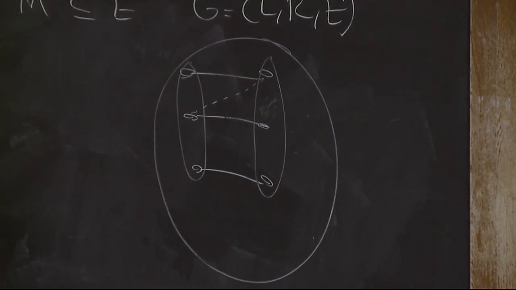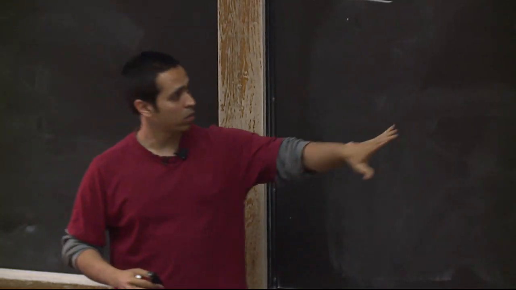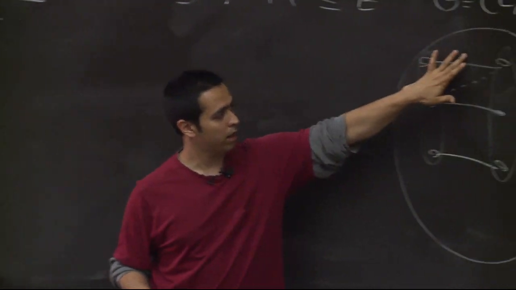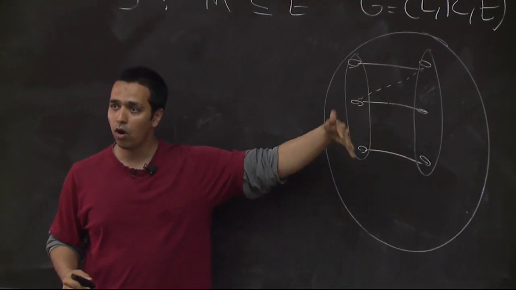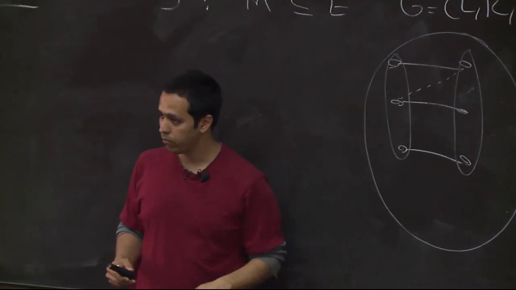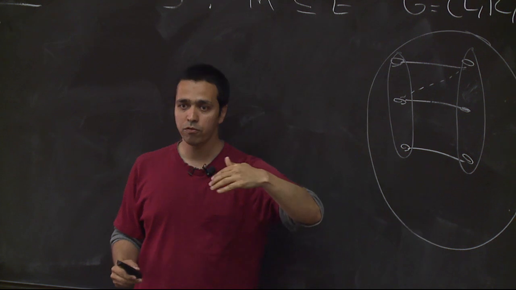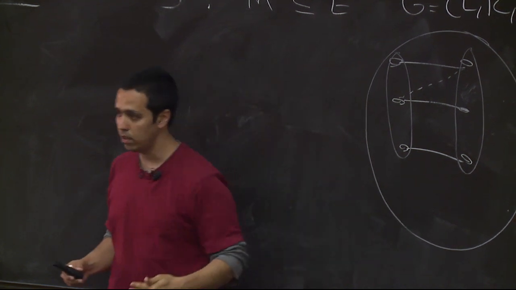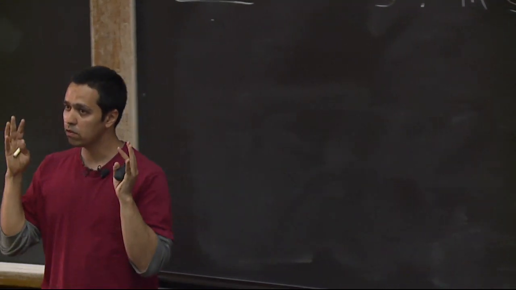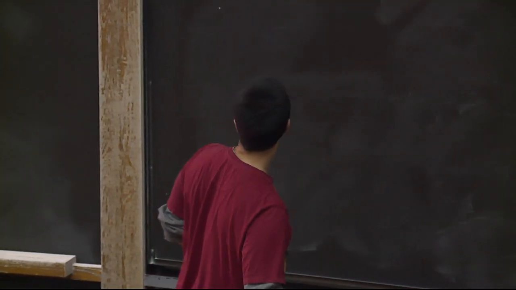An induced matching is a very sparse subgraph, no? If I have an induced matching of size R, I'm telling you that R edges are possible. R square minus R edges are no longer possible in your graph, okay? Or for R edges, there are roughly R square non-edges in the graph. So induced matchings are very sparse, okay? Good.